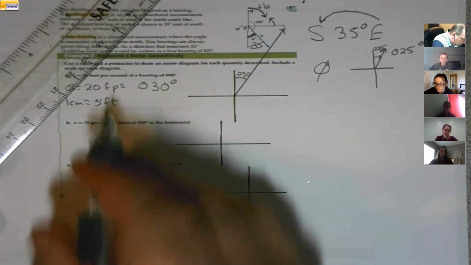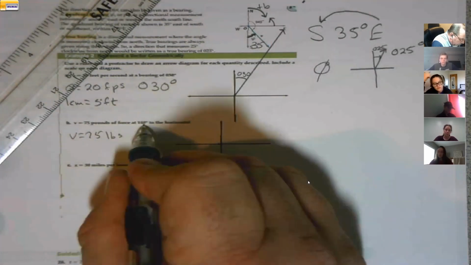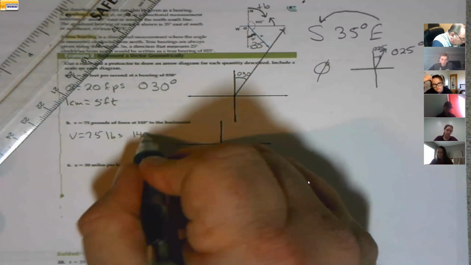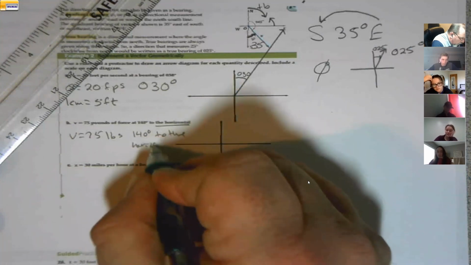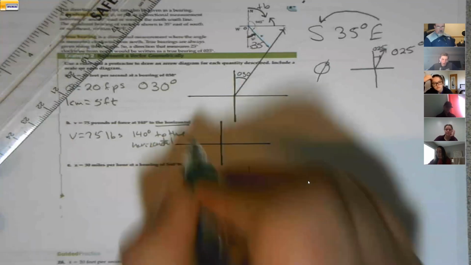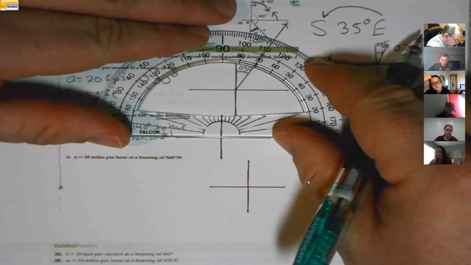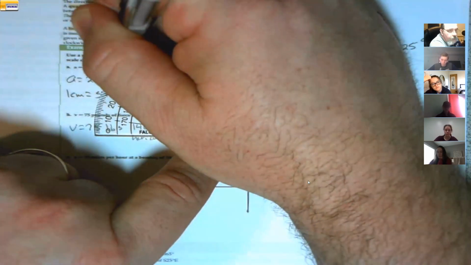This says V is equal to 75 pounds of force at 140 degrees to the horizontal. I think that says 140 degrees to the horizontal, which is now unit circle talk there, unit circle. So we're going to start at 0 this time and use unit circle measurements for the angle. So 140, I think is what it says. It printed so dang small. There's 140 all the way over there.